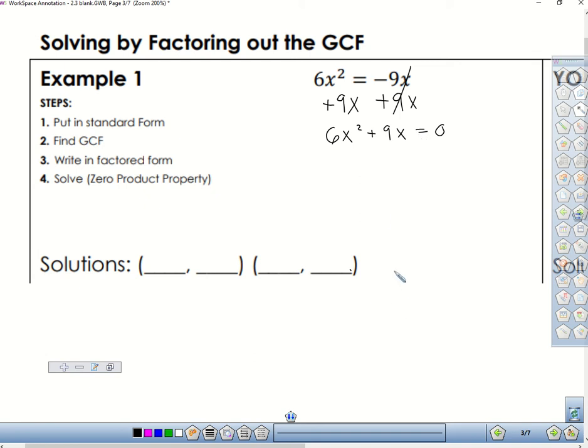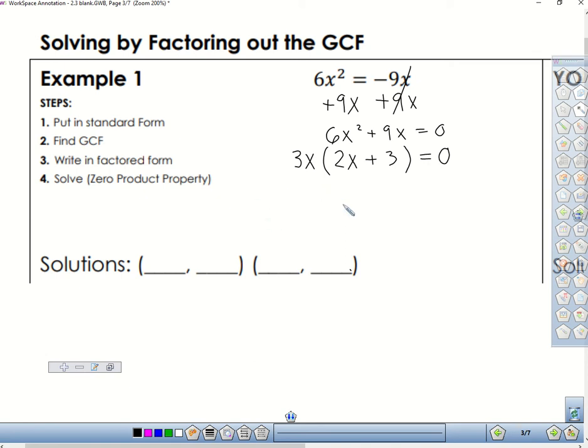Now from here, we want to see if we have a GCF of anything. We have an x, but we also have a number, 3. We have 3x, right? So it's going to be 3x times, then I divide everything by 3x, which becomes 2x plus 3, is equal to 0. So that is the factored form. I was able to divide 6x squared by 3x to get 2x. So you just take the 3x out of both of them? Yep, that's how you factor out the GCF.